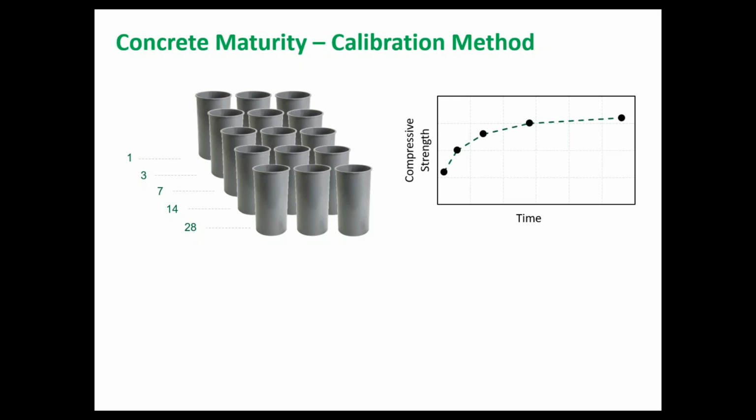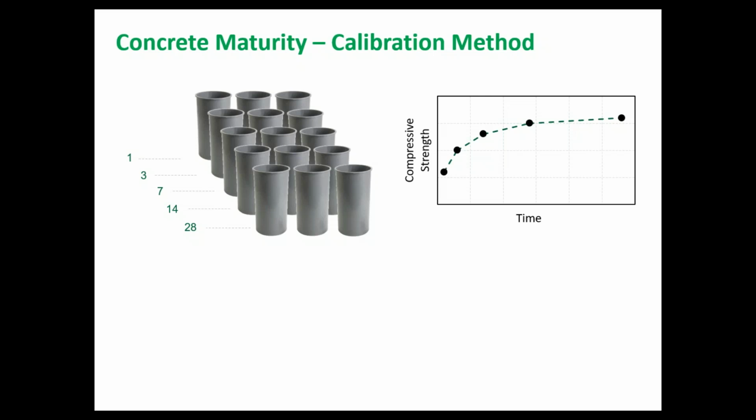So I put 1, 3, 7, 14, and 28 days, but these 5 times can be dependent on your time scale. If you're working with high-strength concrete and you're only interested in the first few days to open your forms or pull cables, you can spread out these 5 times during the first, say, 3 days. So you would do 12 hours, 24 hours, 36 hours, 48 hours, and so on to get more accuracy during that time period. So pick any 5 times during your time span of interest, and break these cylinders at those 5 different times.